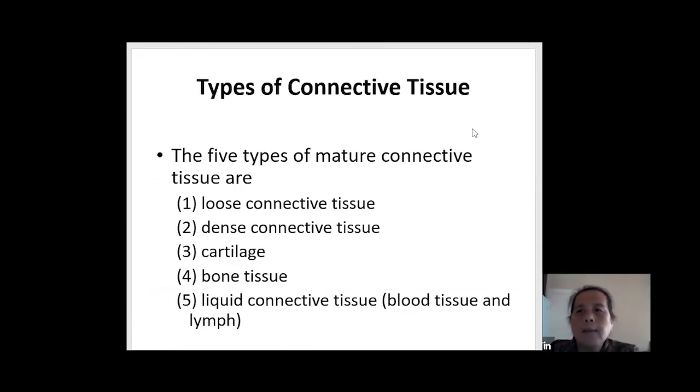So now let's come back to connective tissue. Generally, we have 5 different types of connective tissue. We will go over these 5 different types one by one. The first one we call loose connective tissue.